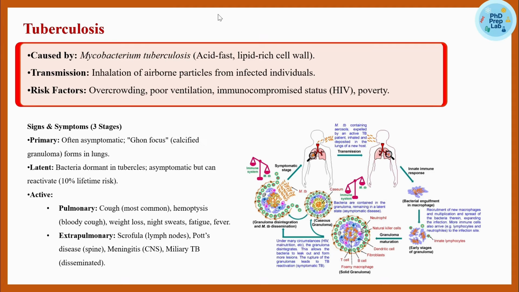So in this stage, the bacteria is dormant in nature. The granuloma structure does not allow the TB bacteria to break through and spread to the entire body. So at this stage, the host, the infected person, is asymptomatic in nature. So here the immune system is acting heavily on the bacteria.